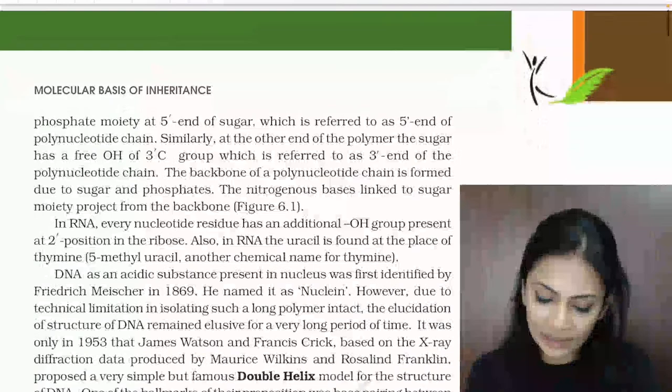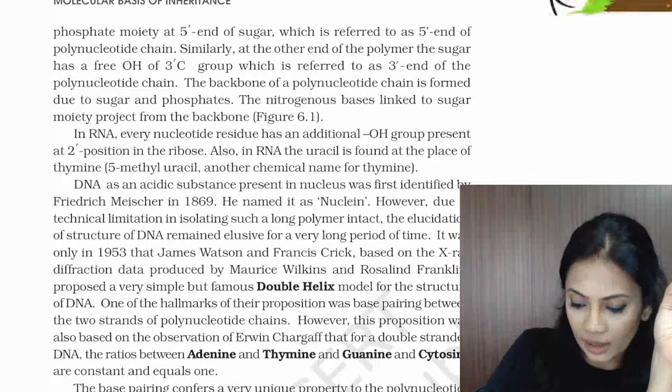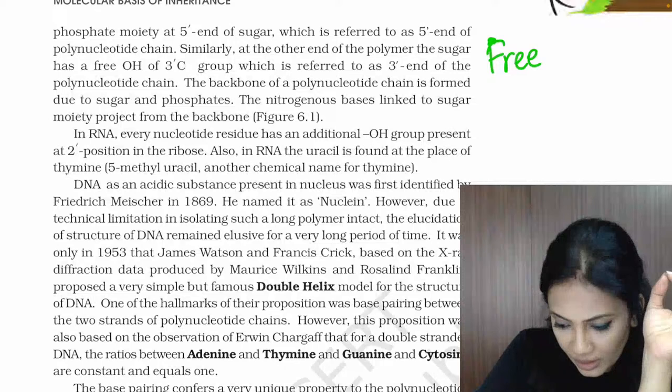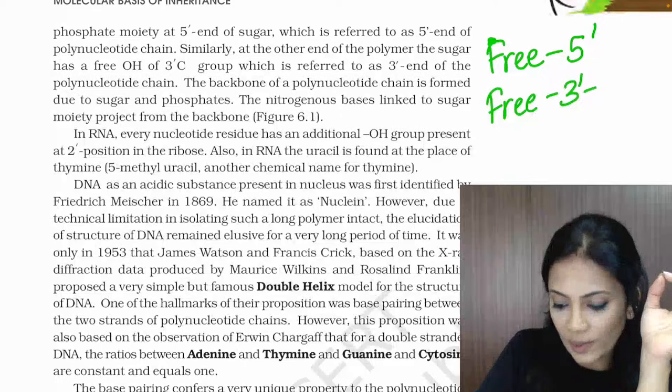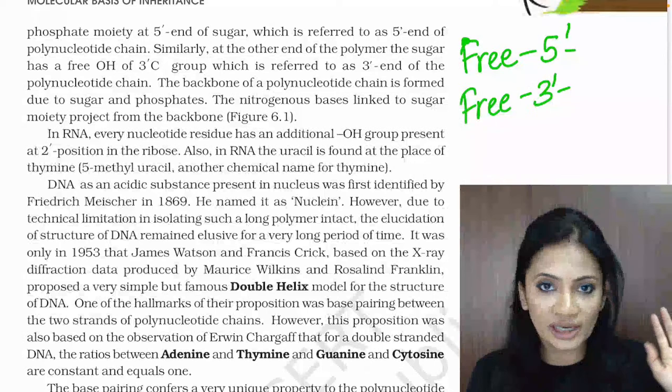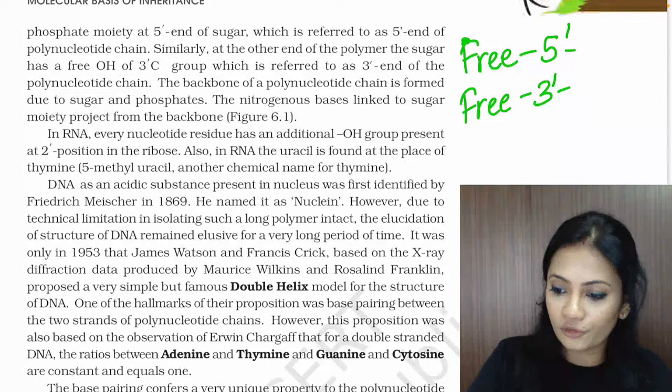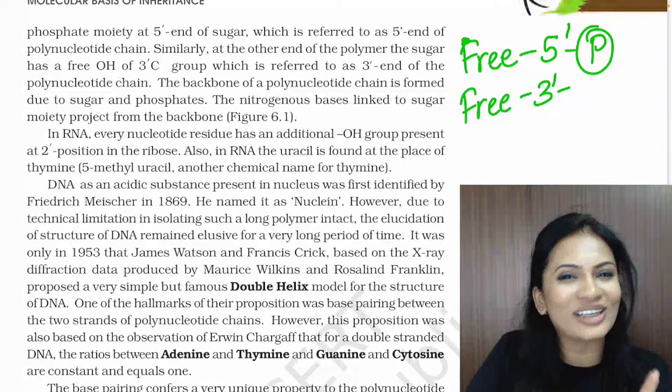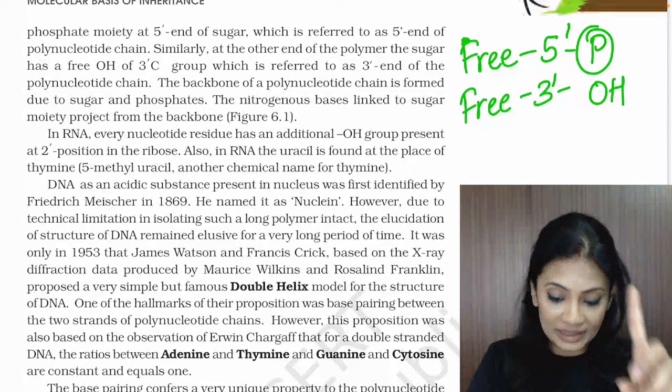Now tell me, what about the polarity? What is free at 5' end? What is found to be free? What is free at 3' end? Quickly, what is free at 5' end? What is free at 3' end? Quickly tell me. Free at 5' end is going to be the free phosphate. Very good. The free phosphate, and at 3' end, it will be free OH. Please remember this, kids.